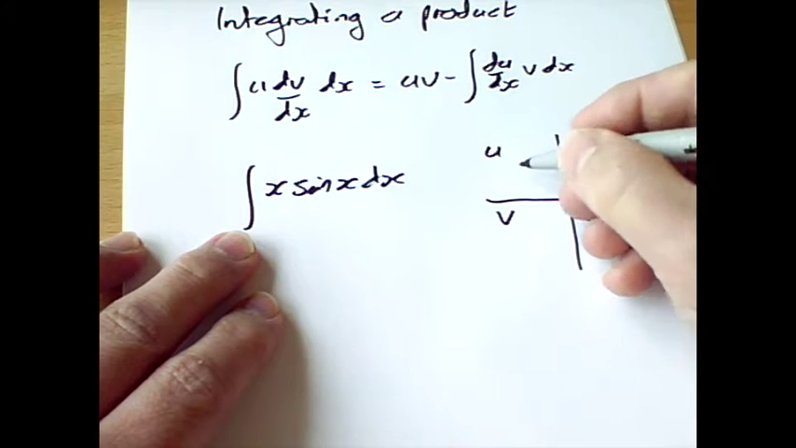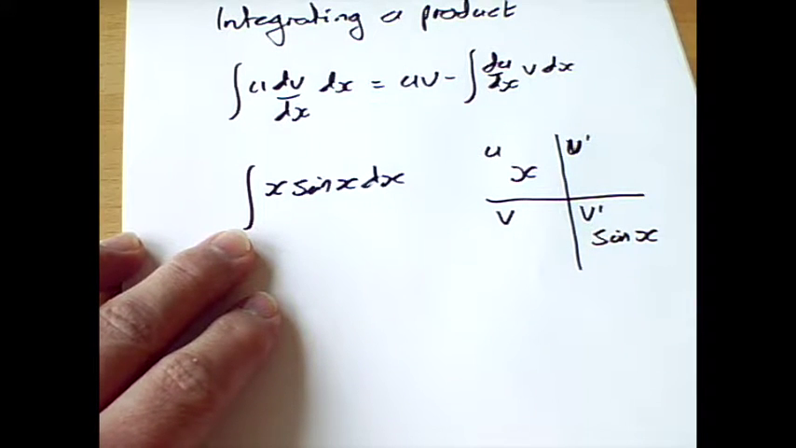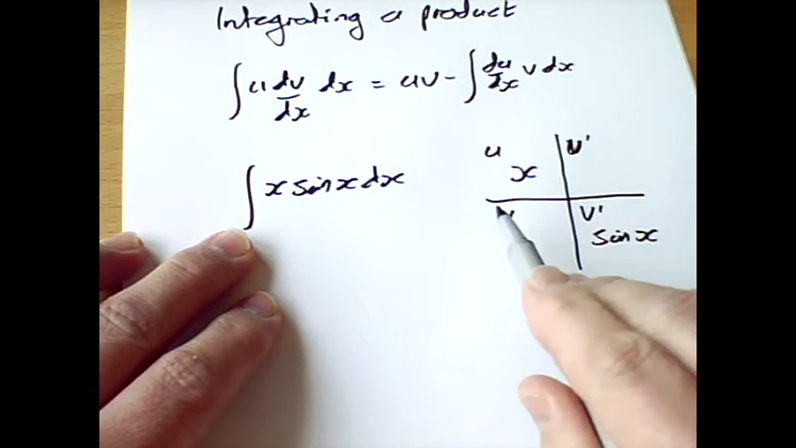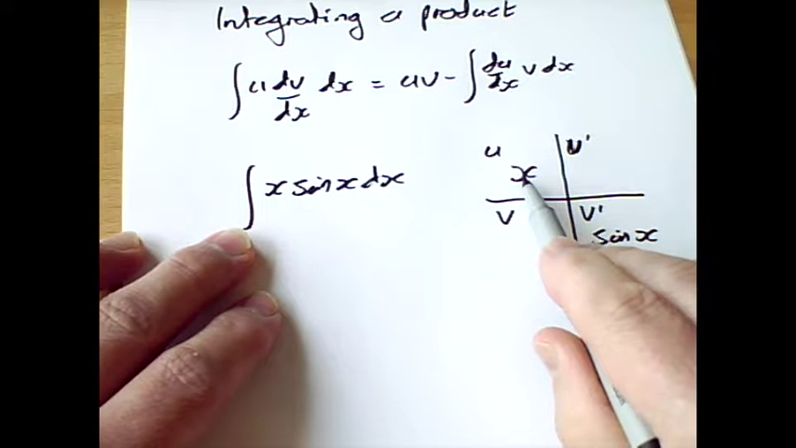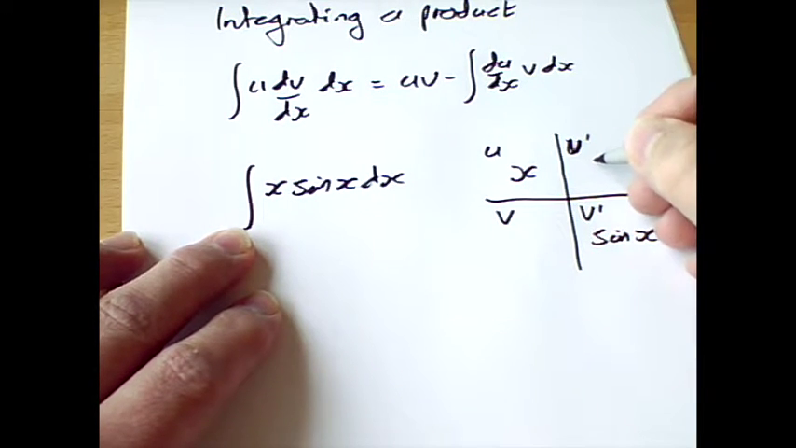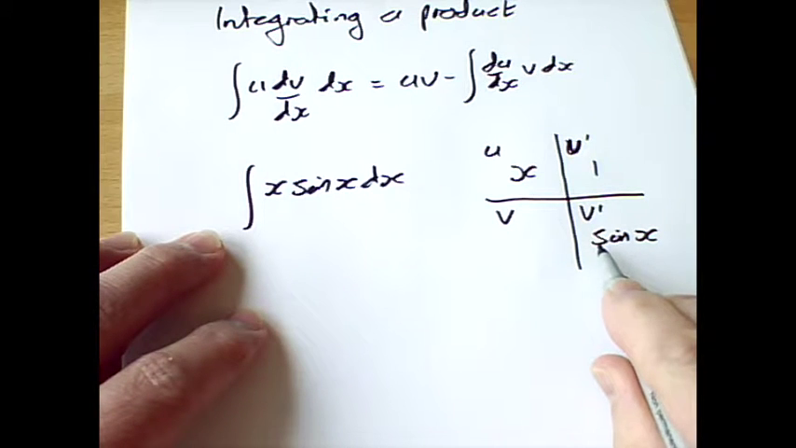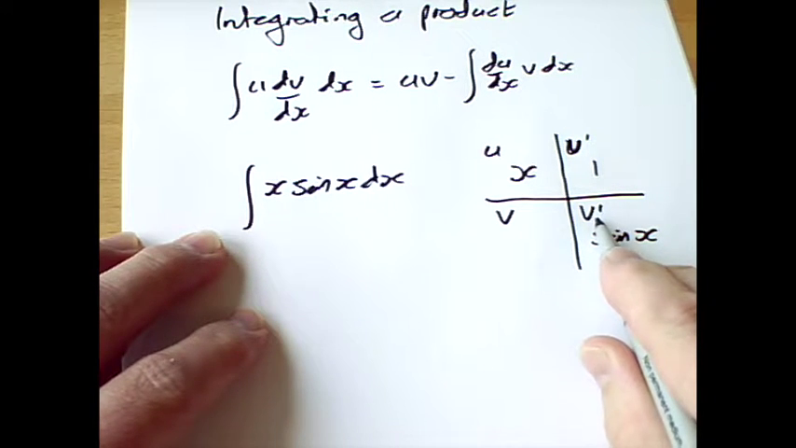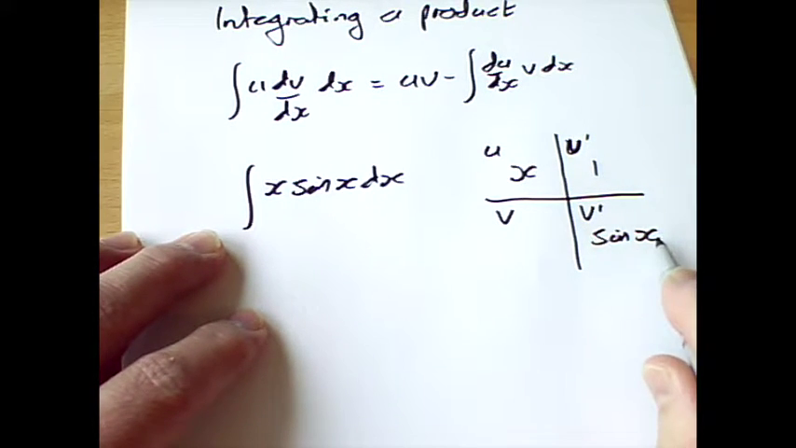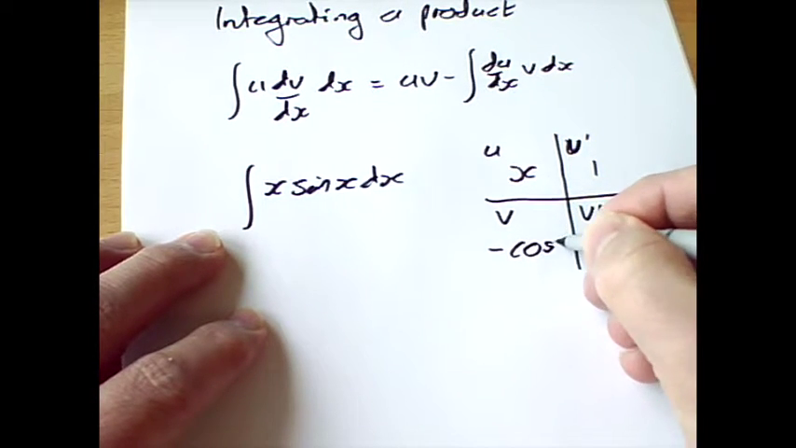I'm going to choose x as my u, and I'm going to choose sine x as my dv dx, or v prime. The reason I did this is that to complete this grid, when I move from x to derivative of x, that's just going to differentiate to 1, which is nice and easy. It's going to help a lot later. Now, I need to move from dv dx back to v, so I need to integrate sine x, which integrates to minus cos x.